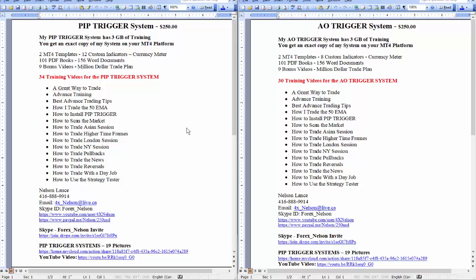So anyhow, if you have any questions about the trigger system or the AO trigger system, and or the $1 million trade plan, that's where I teach you how you can do just 1 trade a day. All you need is 10 pips. Today I got 34 pips. How you can take 1 trade, 10 pips, and at the end of 10 months you turn $1,000 into $1 million. Step-by-step instructions.